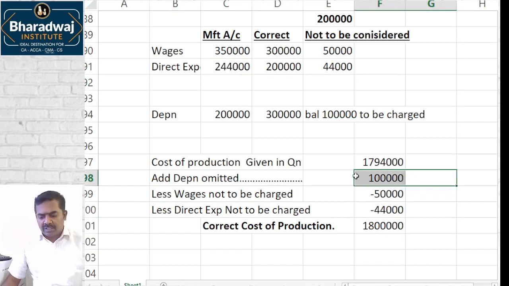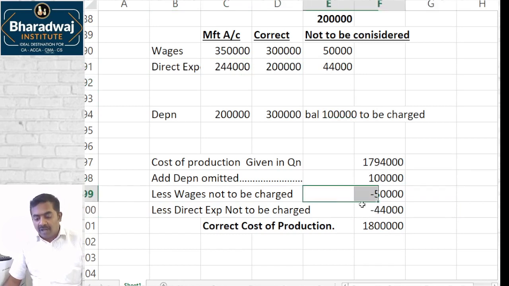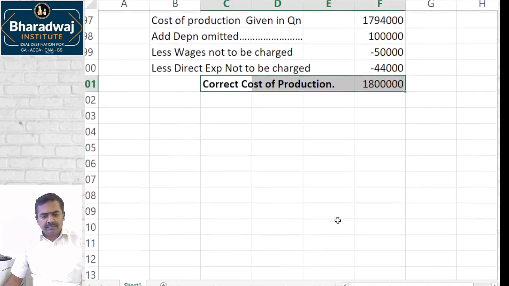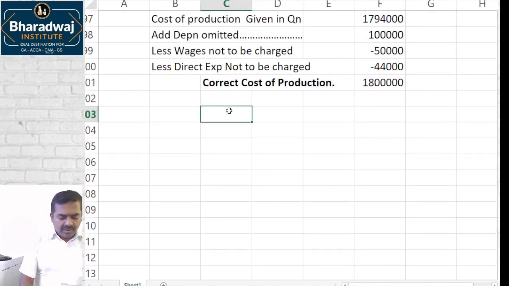Simple. What has to be included? Included. What should not be included but was already charged is eliminated. So you will get which one? The correct cost of production. Now, let me prepare the revised manufacturing account.